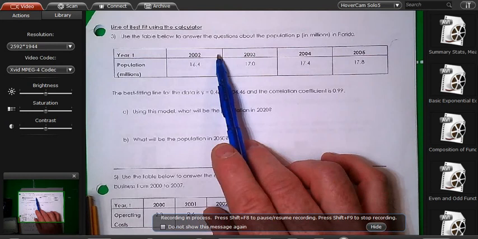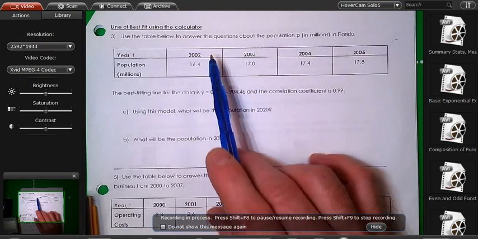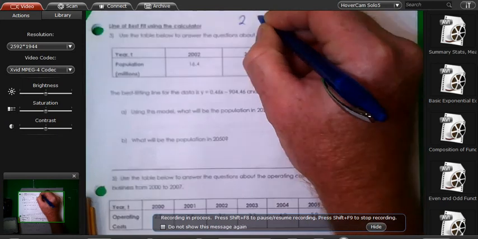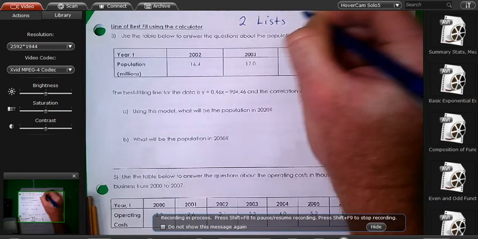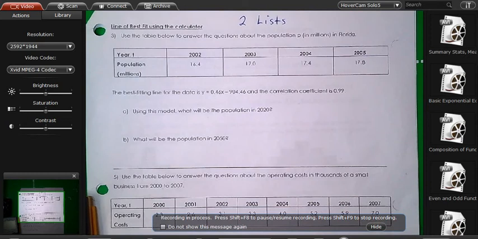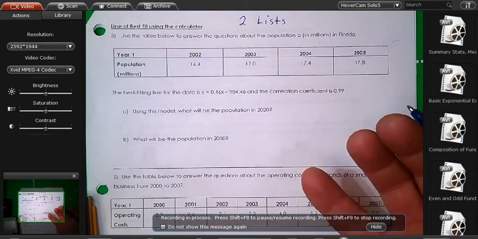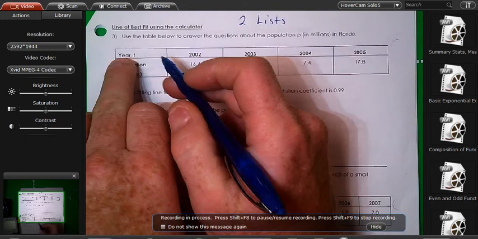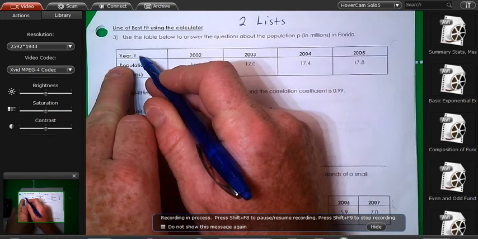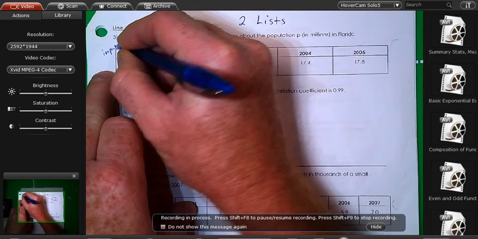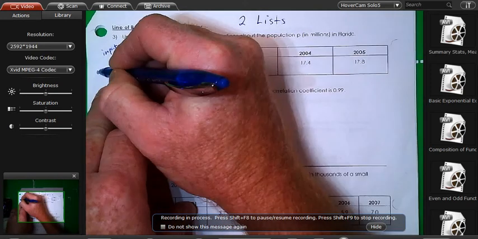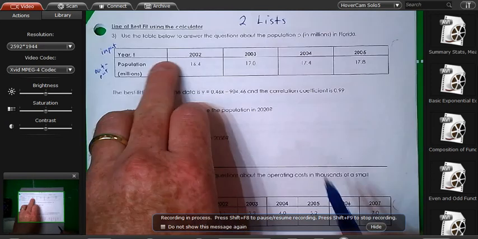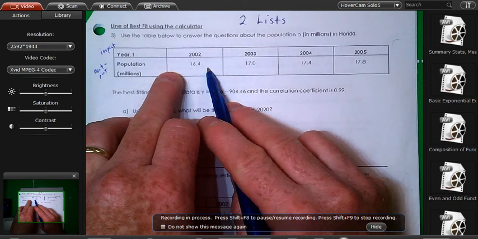2 lists. On the top here, you might want to write 2 lists. You've basically got your X list and your Y list, because every table has an input value and an output value. You just have to make sure that you're consistent. The X list needs to be the first list. In this case, the X list is our T value. This is our input. The input needs to be your first list. This is the output. So, year 2002 gave me this population, year 2003 gave me this population, and so on.